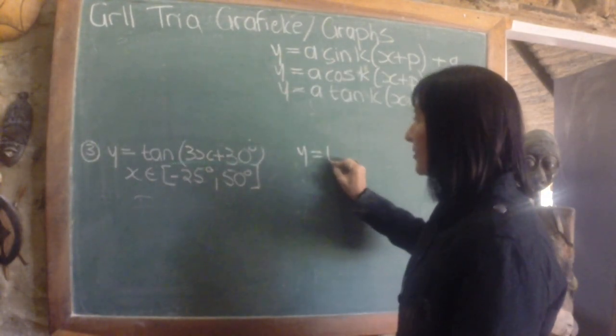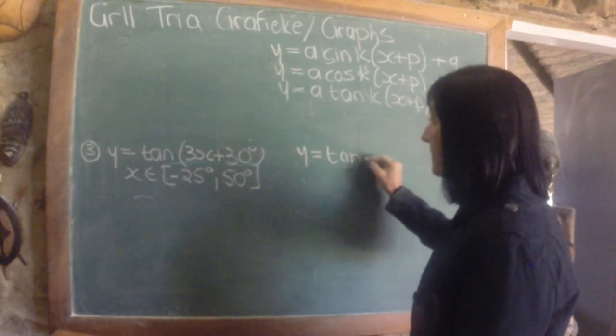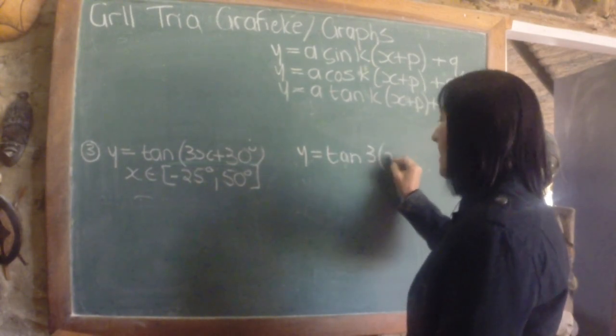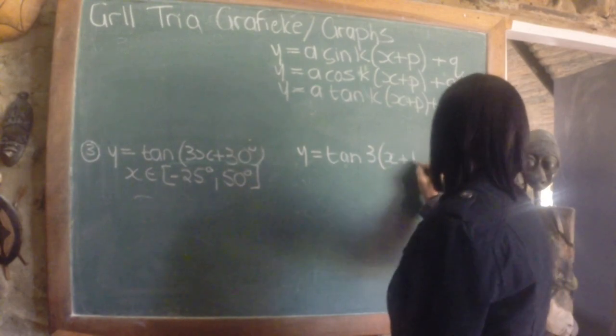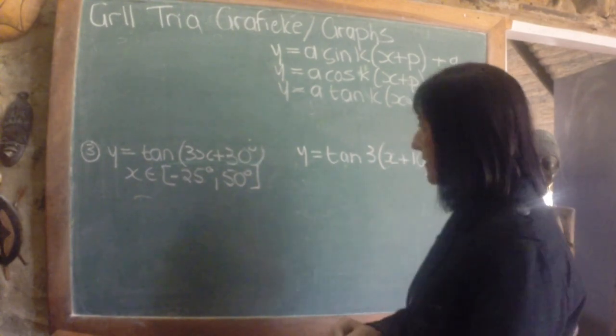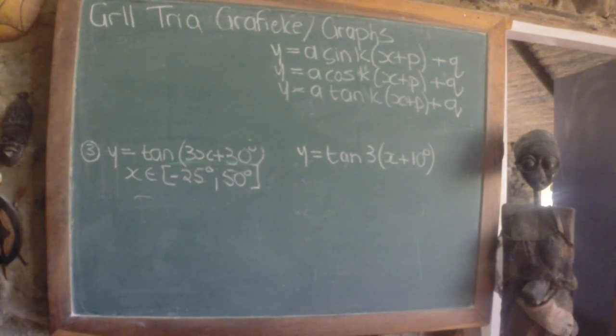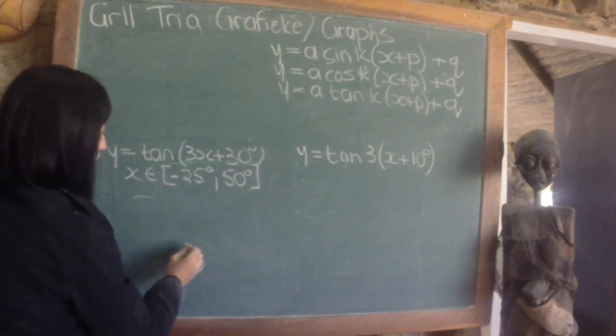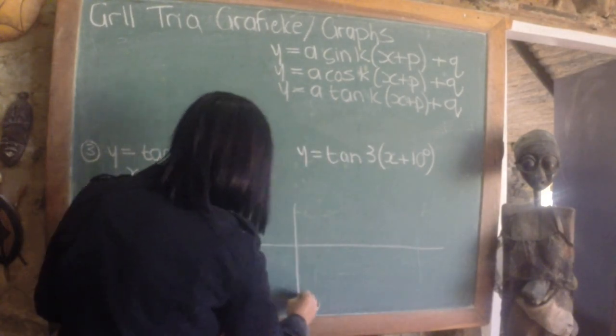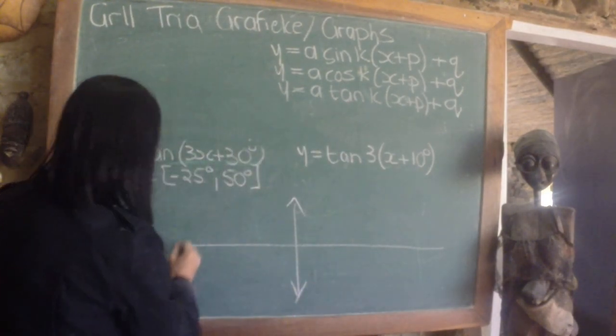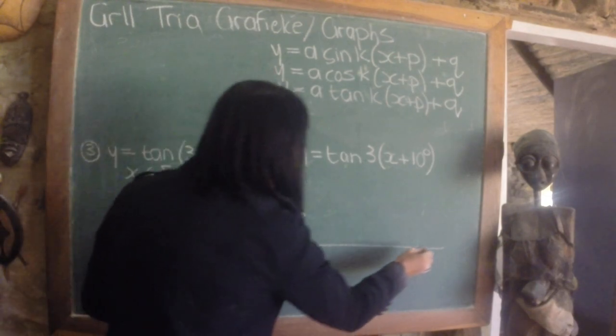by taking the common factor, a 3, out of the brackets, and that becomes x plus 10 degrees. Now it looks better, doesn't it? I have to do this, otherwise I won't be able to draw it. That looks a lot better. We draw it from minus 100, minus 25 up to 50.